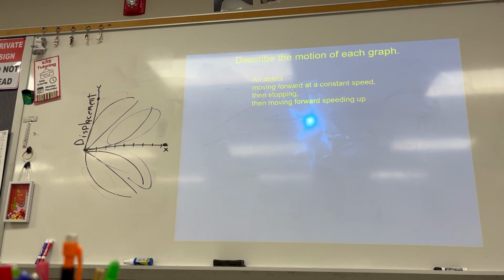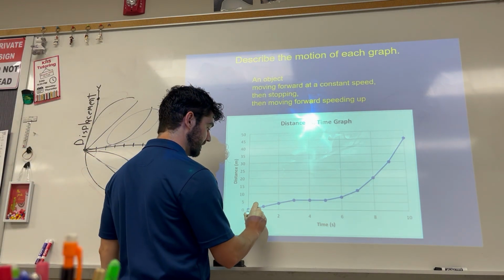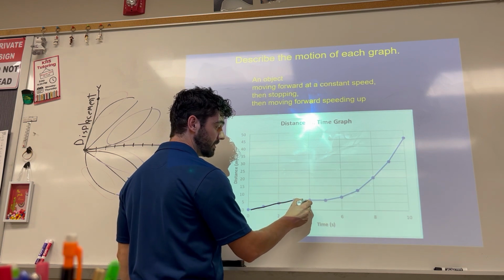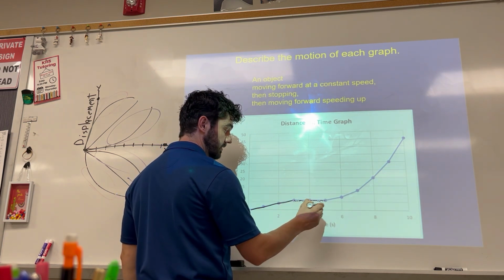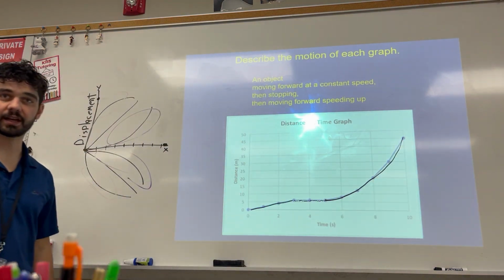We got it? If I'm going forward, constant speed, what does that look like? Straight line, then I stop. So if I stop, time keeps moving forward, so I have a flat section. And then if I speed away, then it curves getting steeper, right? But then if I speed away, the graph should be getting steeper.